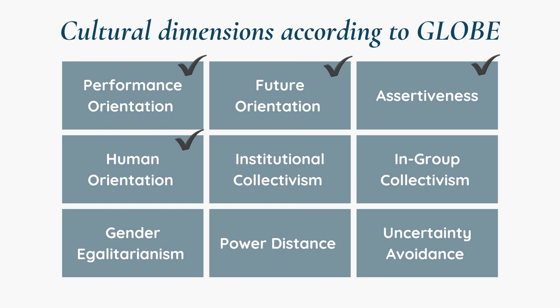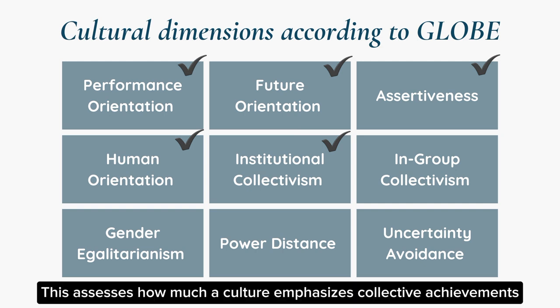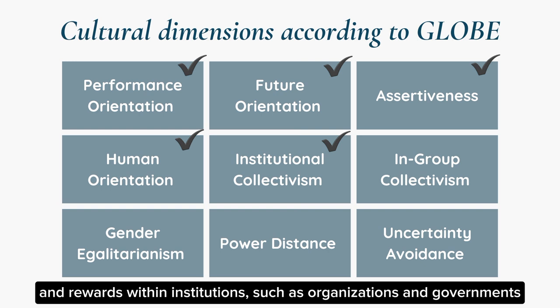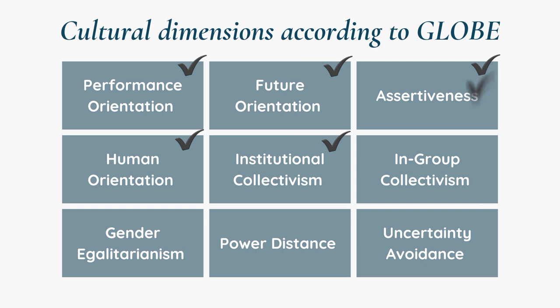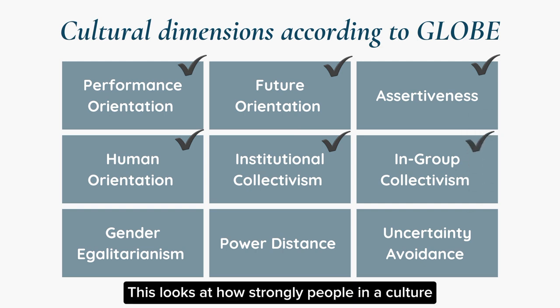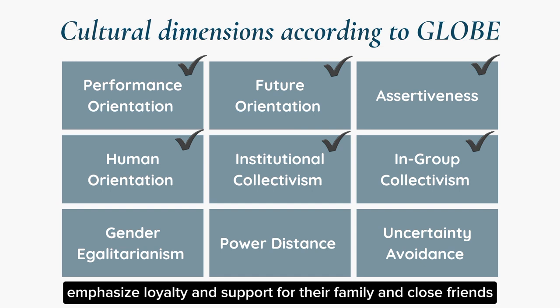The fifth one, institutional collectivism. This assesses how much a culture emphasizes collective achievement and reward within institutions such as organizations and government. The sixth one, in-group collectivism. This looks at how strongly people in a culture emphasize loyalty and support for their family and close friends.